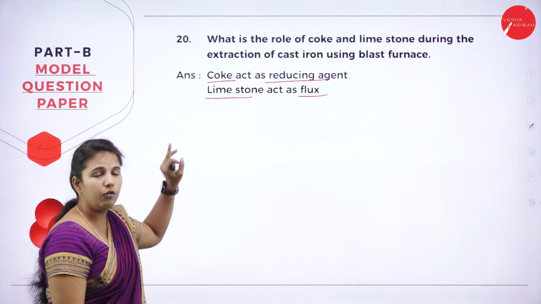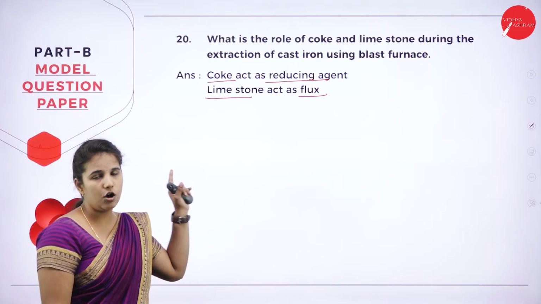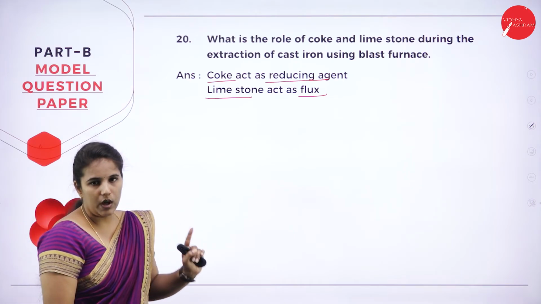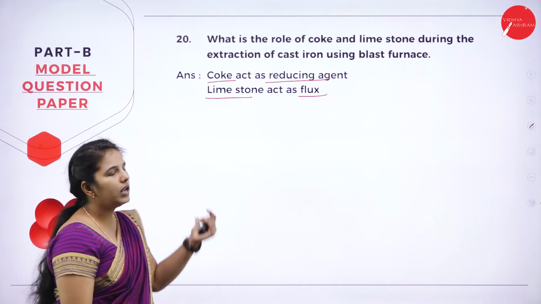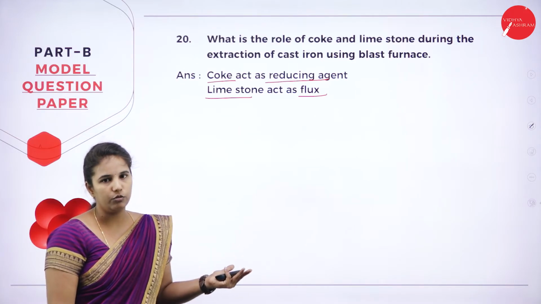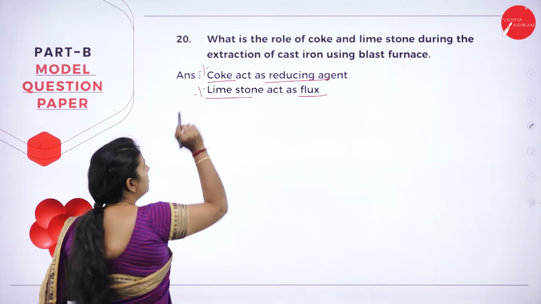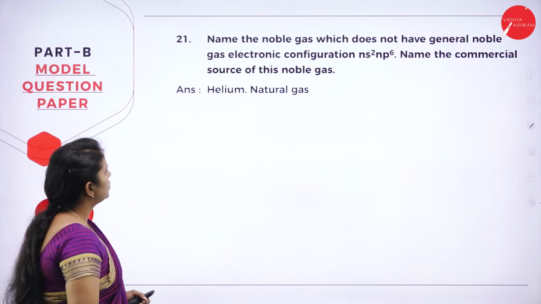If you write only the coke function, you will get 1 mark. If you don't know the second one and don't write it, you will lose 1 more mark. For writing these two, you will get 2 marks. Okay. Coming to the next question.